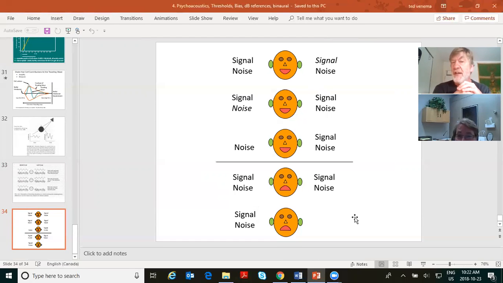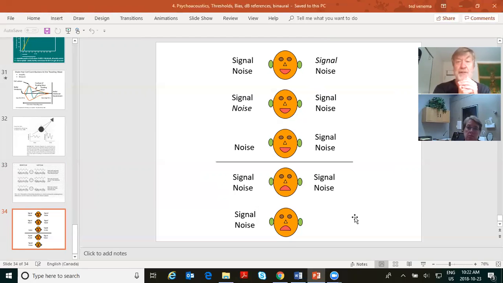The signals are identical, but this time one of the noises is written in italics. That means there's something different in the noise between the ears. Then you're also still happy, okay? But look when you're happy again.